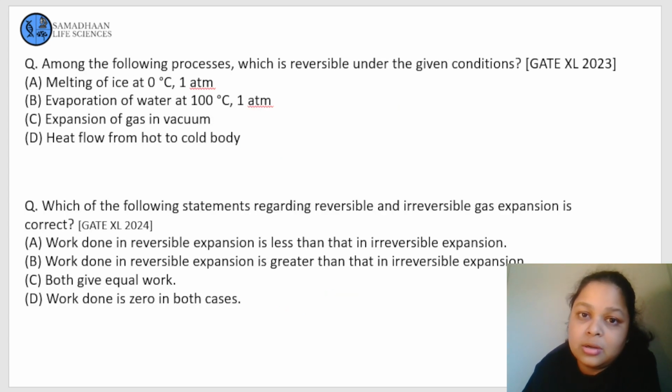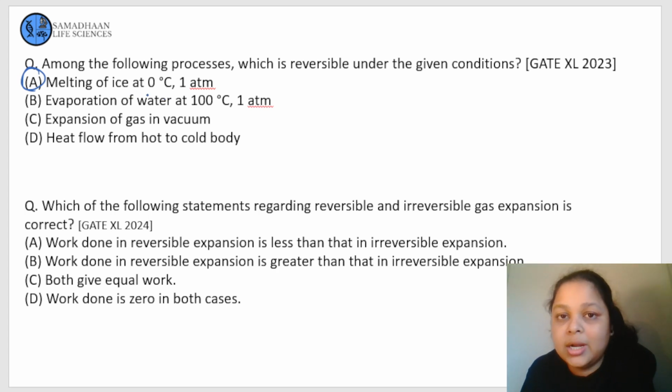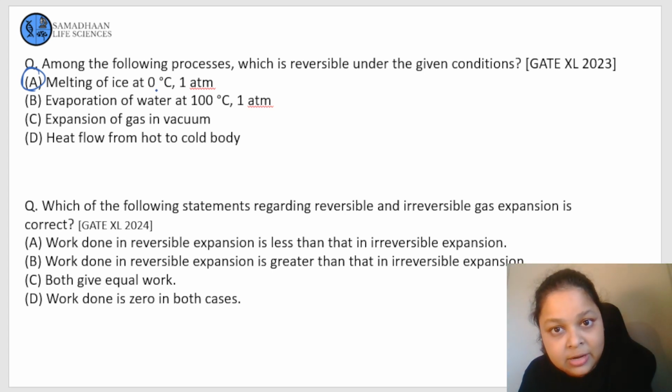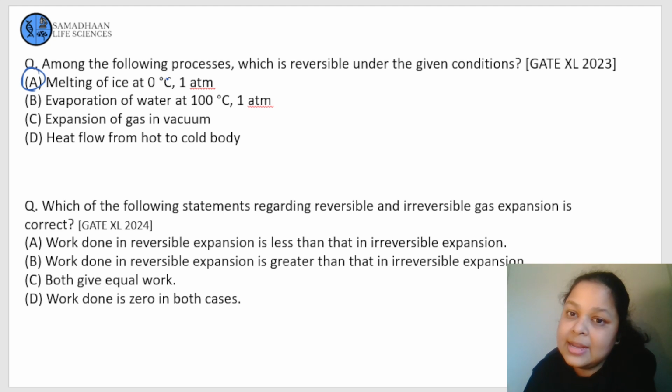So let's move on to the previous year questions. First question: among the following processes, which is reversible under the given condition? For this question our answer is A, melting of ice at 0 degree centigrade. Why? Because at 0 degree centigrade both solid and liquid, that means ice and water, can coexist, and the process is slow and happens in infinitesimal small steps, and in any step an infinitesimal change of temperature and pressure can reverse the process. That means melting and freezing can reverse. So this is closest to a reversible process.